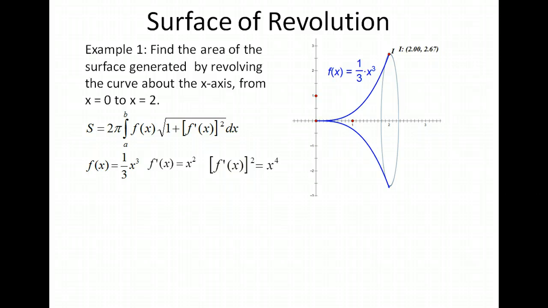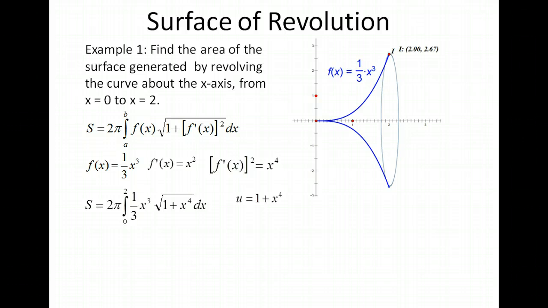Now we're going to plug into our surface area formula. Our endpoints of integration were given as 0 and 2. f of x is 1/3 x to the third, and replacing f prime of x squared with x to the 4th, we end up with the square root of 1 plus x to the 4th. Now we need to integrate this, so we're going to use some u substitution. We're going to let u equal what's underneath the radical, 1 plus x to the 4th.